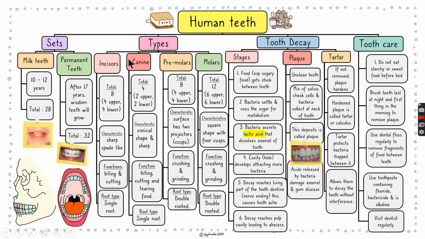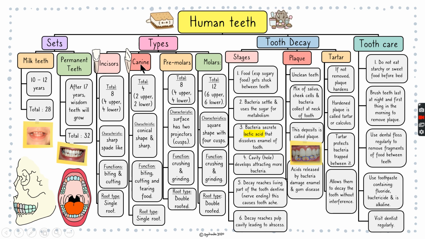There are different types of teeth, and they have different functions and also shapes and characteristics. So we have the incisors. There's a total of 8, 4 in the upper jaw and 4 in the lower jaw. The characteristic is very sharp, spade-like. Spade over here, this part that looks like a spade. The function is to bite and cut food, and the root type is single-rooted.